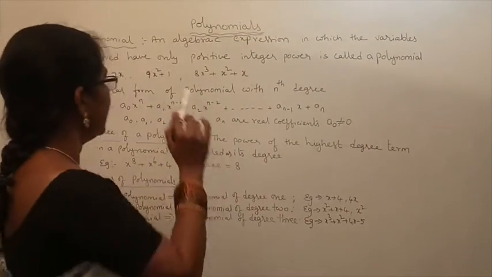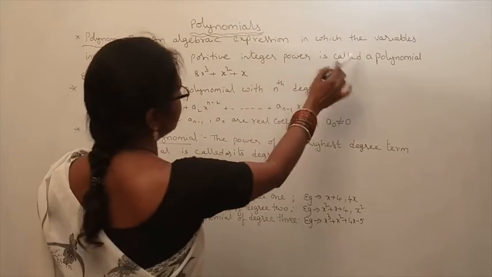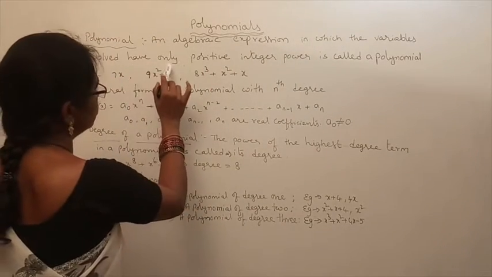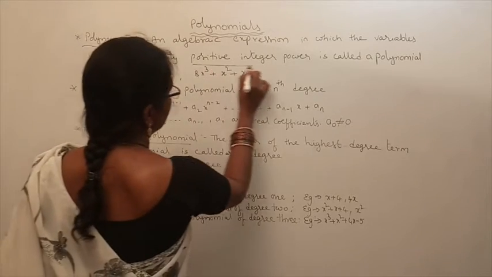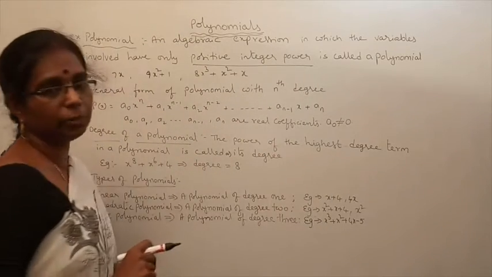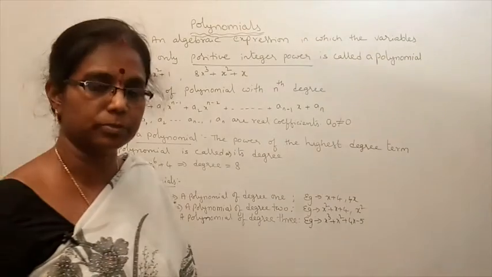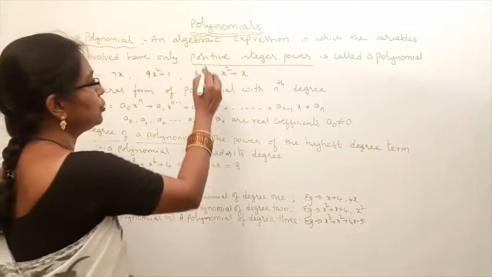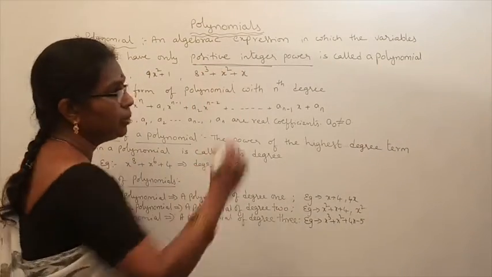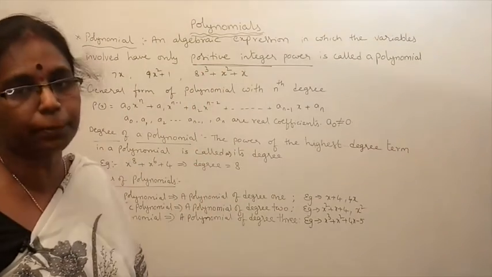Now, an algebraic expression in which the variables involved have only positive integer powers is called a polynomial. Polynomial means a combination of terms, and the power of those terms must be a positive integer. The power must be a positive integer. That is called a polynomial.